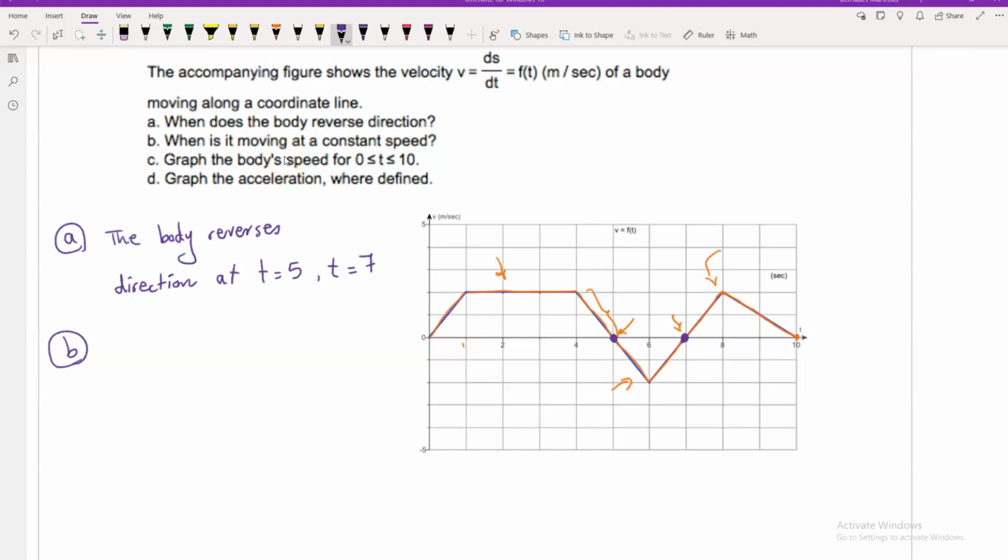Part B, when is it moving at a constant speed? So here in this interval 1, 4, this part is constant. And remember that speed is the absolute value of velocity. But what we have here is positive velocity, so the absolute value of a positive number is again a positive number. So our interval is 1 less than or equal to t less than or equal to 4.